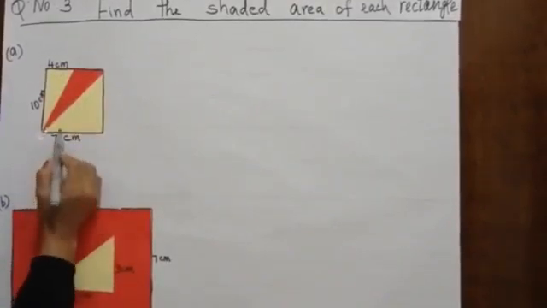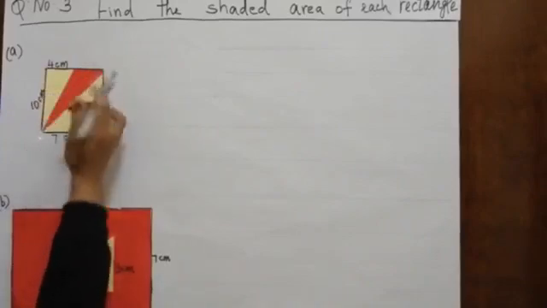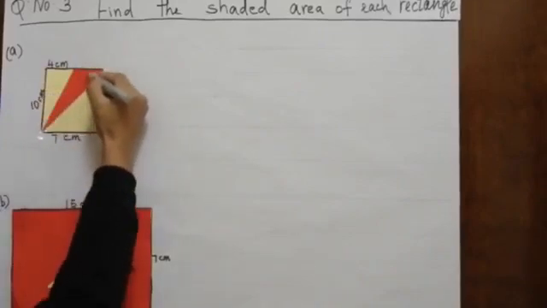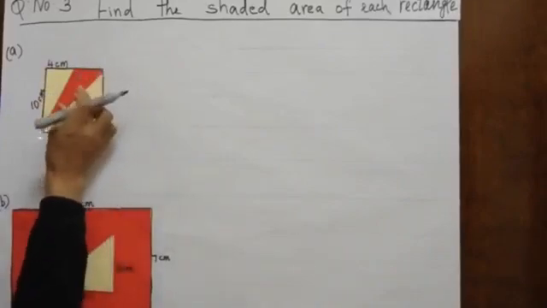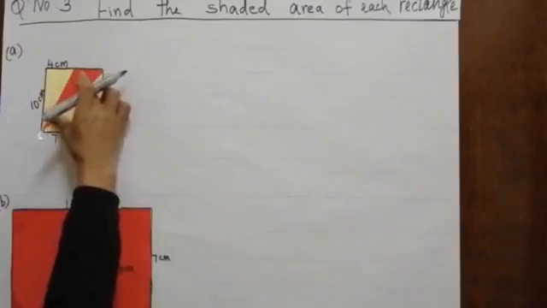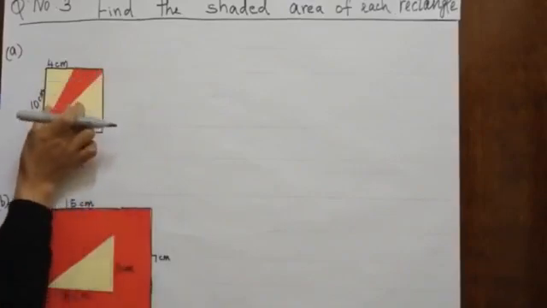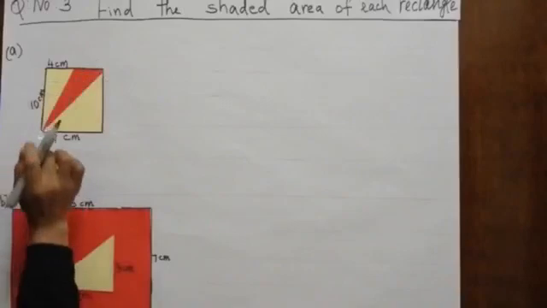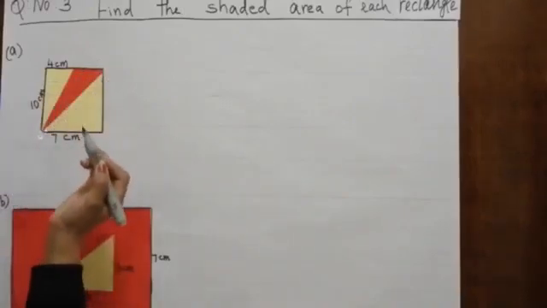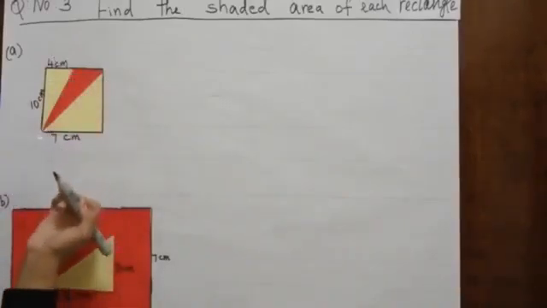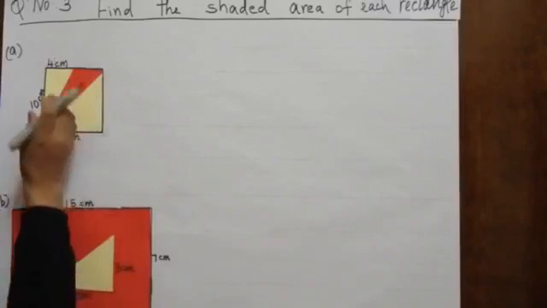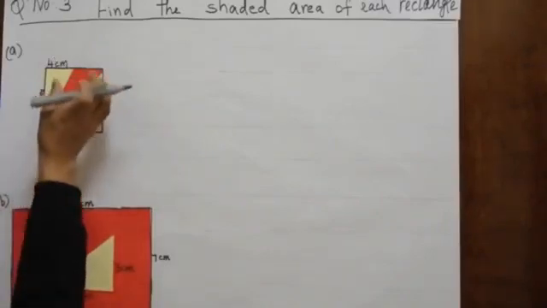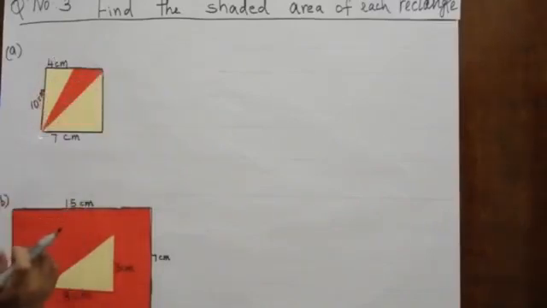So here we can see this white color, and here the shaded part. This is the shaded part. Okay, so we have to find out this area. The figure is a triangle. We learned already that to find out the area of a triangle, we have to find out the height of the triangle and the base of the triangle.